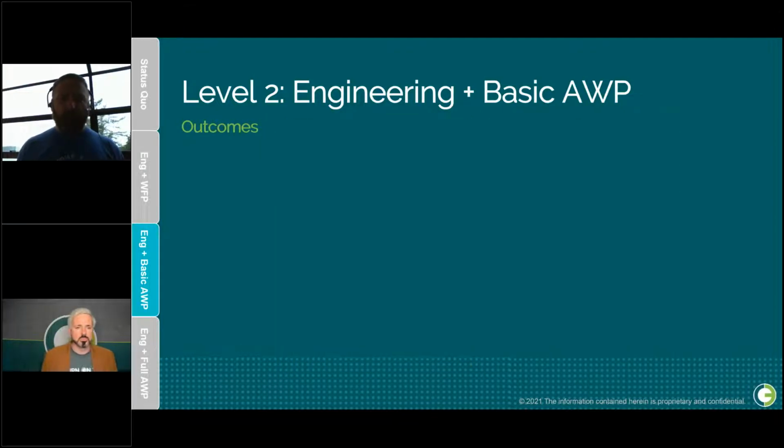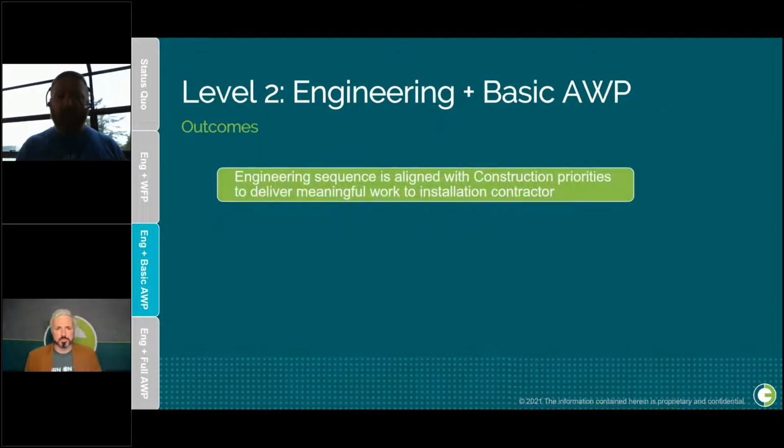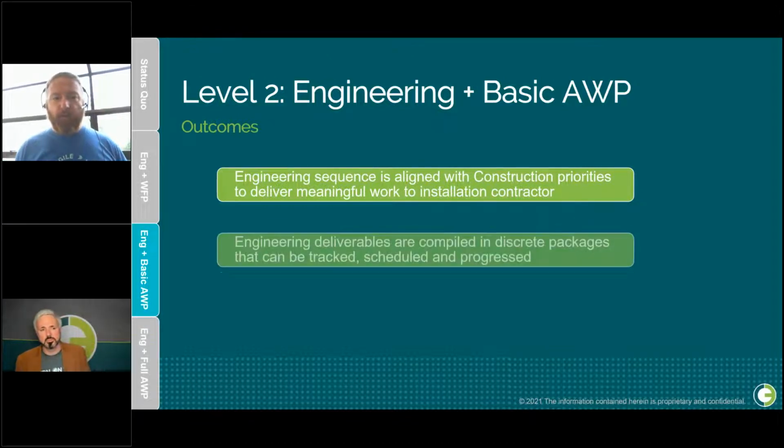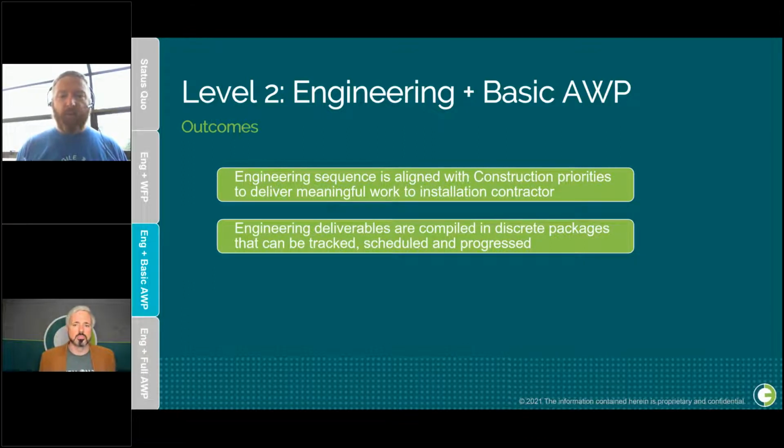So the outcomes at this stage, we're starting to see better and better results. We're seeing engineering sequenced to align with construction priorities to deliver meaningful work to construction. It's no longer a question of just, here's something, go do this. It's, here's what you want first. Go and do this in the order that you want to do it. Engineering deliverables can be compiled into discrete packages. And the beauty of that is we can track them, we can schedule them, we can progress them, we can understand the interfaces between those packages and the construction packages.